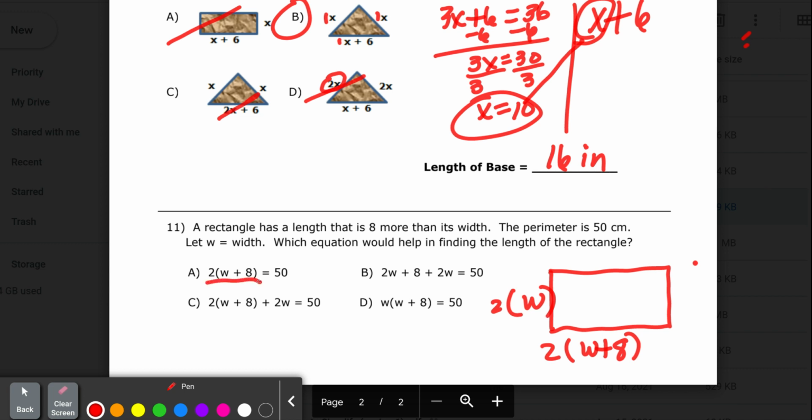Letter A just has 2 times, that would be, this is just the length. It doesn't have anything to do with the width as well. Letter B, 2W plus 8. No, I think if they were trying to distribute, it would be 2W plus 16. This right here should be a 16, so it's not that one. Letter C, 2 times W plus 8 plus 2W. That would definitely work. And this one doesn't have anything with twice, so it would be letter C.